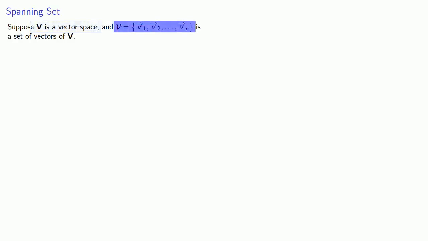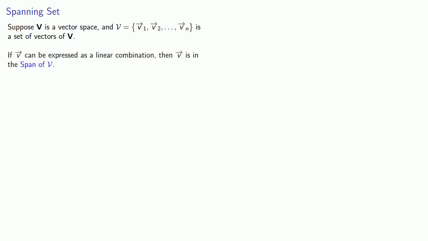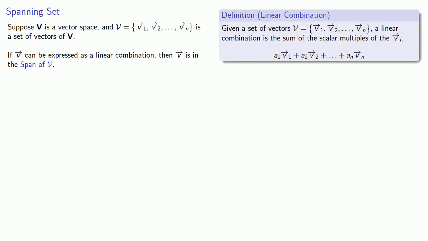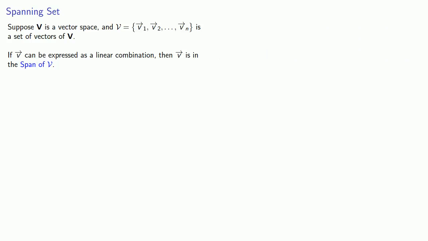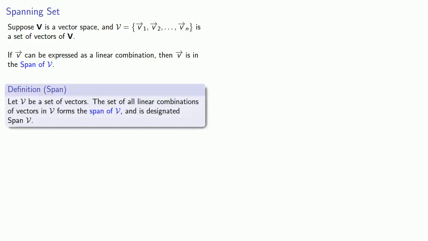So here goes. Suppose V is a vector space, and the set v1, v2, and so on up to vn, is a set of vectors in V. If a vector v in V can be expressed as a linear combination of these vectors, then we say that v is in the span of this set. More generally, let V be any set of vectors. The set of all linear combinations of these vectors forms the span of V, and it's designated with the rather exotic notation span V.